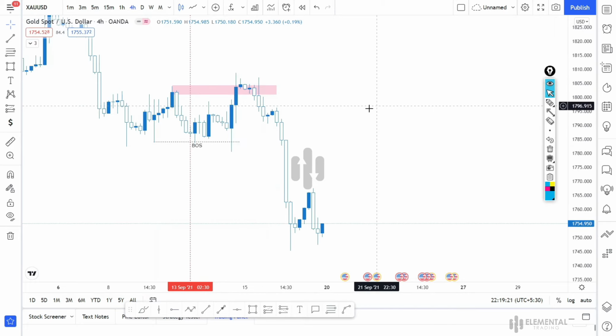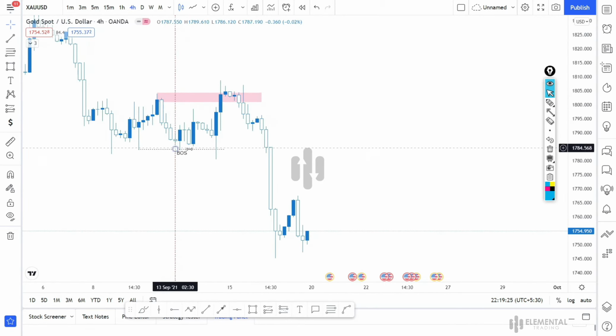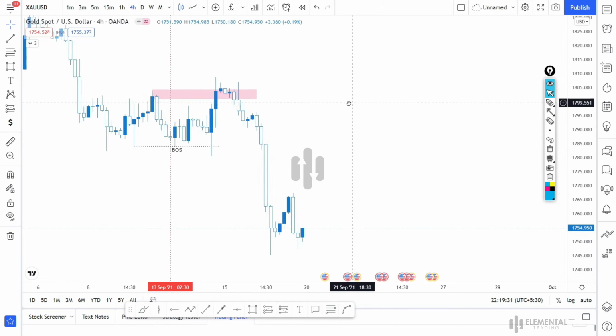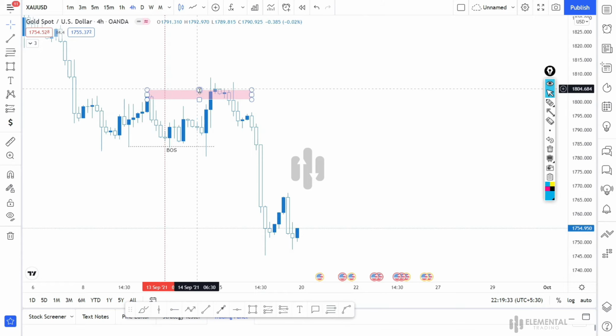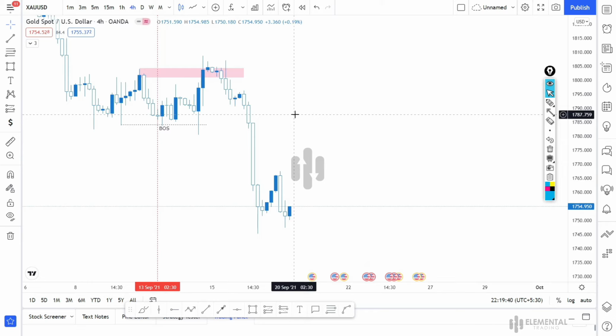So the next pair we are going to analyze is gold spot versus US dollar. Here we can see that price broke structure from this level. Since it broke, our area of interest or key level will be this area. We can see that it actually gave a good reaction from the key level side, giving a good momentum to the downward side. So this was the first trading setup in gold spot versus US dollar.